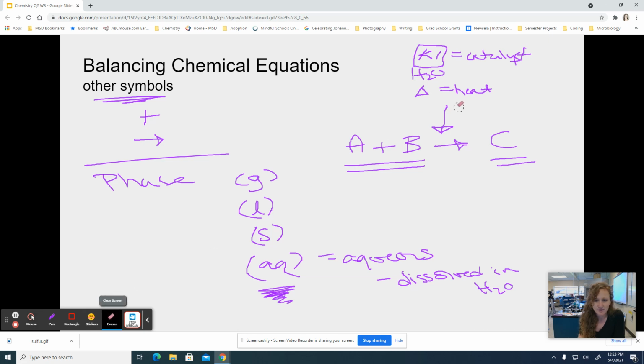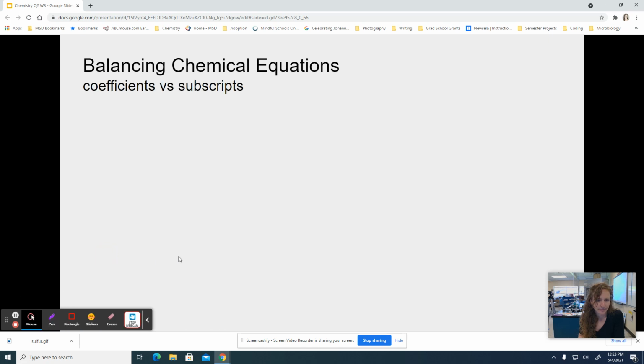And so these things typically get written very small, and they are literally right above the arrow. So it's not a reactant, it's not a product, it's just important for the reaction to happen. All right, so as we balance reactions, let's go back to this one.